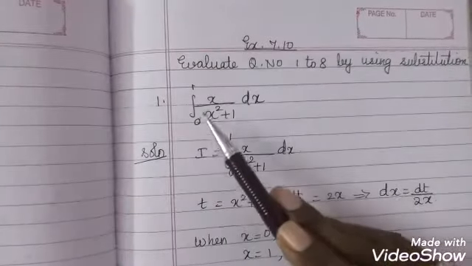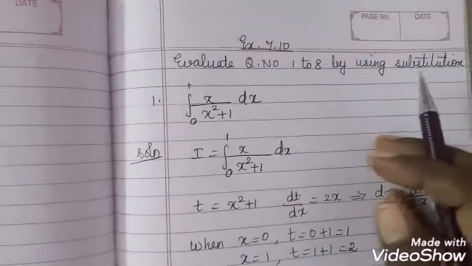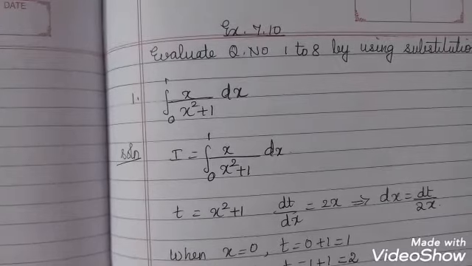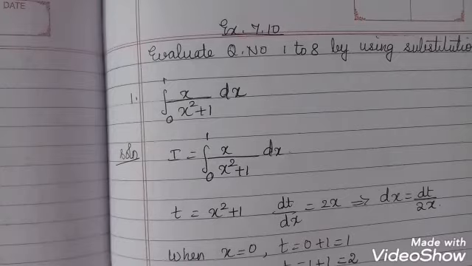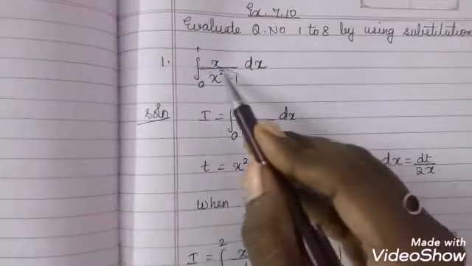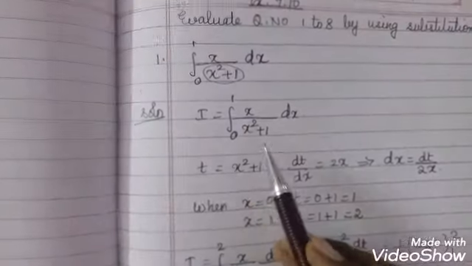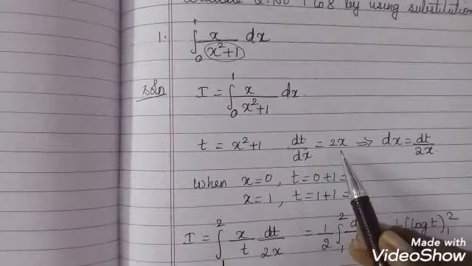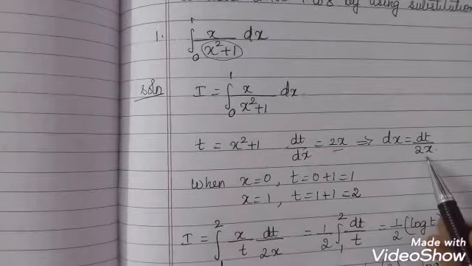So here we'll start with the first one, integral over 0 to 1 of x by x squared plus 1 dx. Already I have told you in the previous videos how to do it by integration. What did I tell you? First of all, check if the differentiation of the denominator gives the numerator, if it's a rational function. Here you have x squared plus 1, so when you differentiate it, you will get 2x. So that's what I have done here. t is equal to x squared plus 1, dt by dx is equal to 2x, and you will get dx is equal to dt divided by 2x.